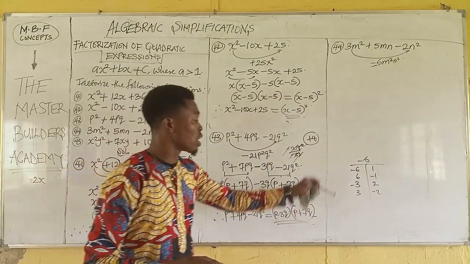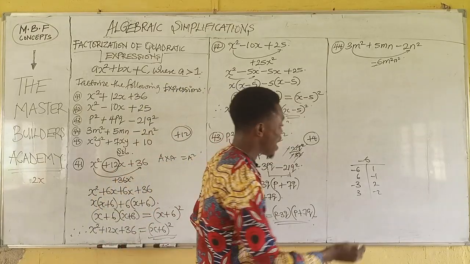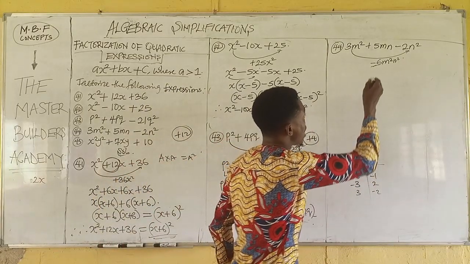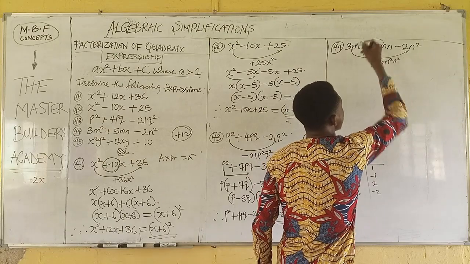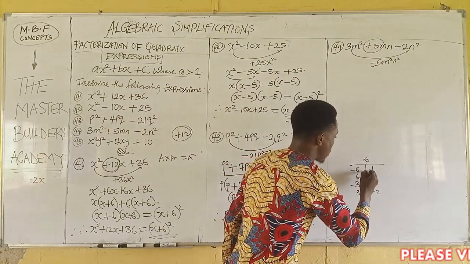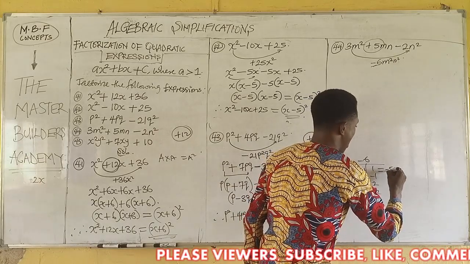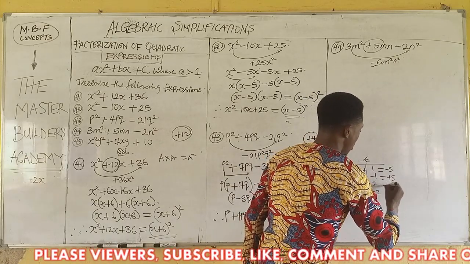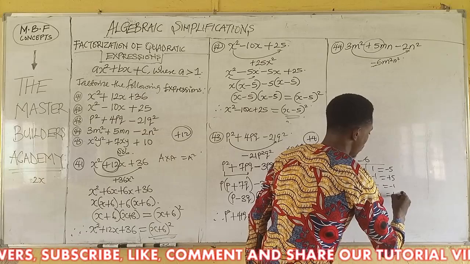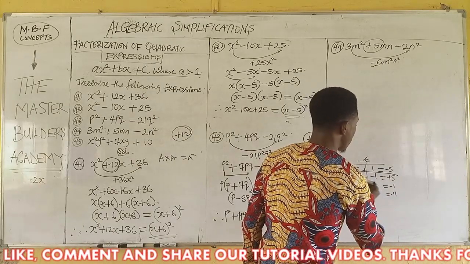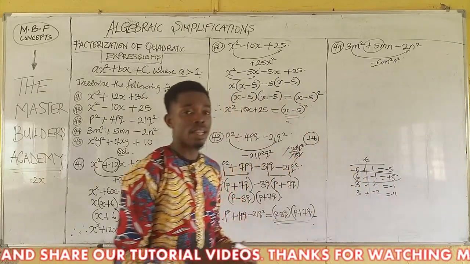These are the factors of minus 6. So which one do we go for in this question now? It depends on the middle term. Now the coefficient of the middle term here is plus 5. So I will come here and simply add this, add this, add this, add this. Now these will give us minus 5. This one will give us plus 5. This will give us minus 1. And this will give us plus 1. Now we will go with plus 5, which is what?